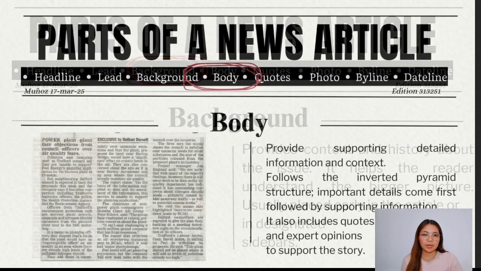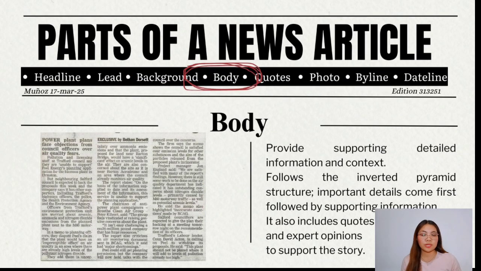Next we have the body paragraphs, which provide supporting detailed information and context of the story. On this part, this is where we contextualize and read the detailed story of the news. It also follows the inverted pyramid structure, with the important details in the first paragraph, followed by supporting information at the bottom. It also includes quotes and expert opinions to support the story, and you can see the examples here on the side for our body.